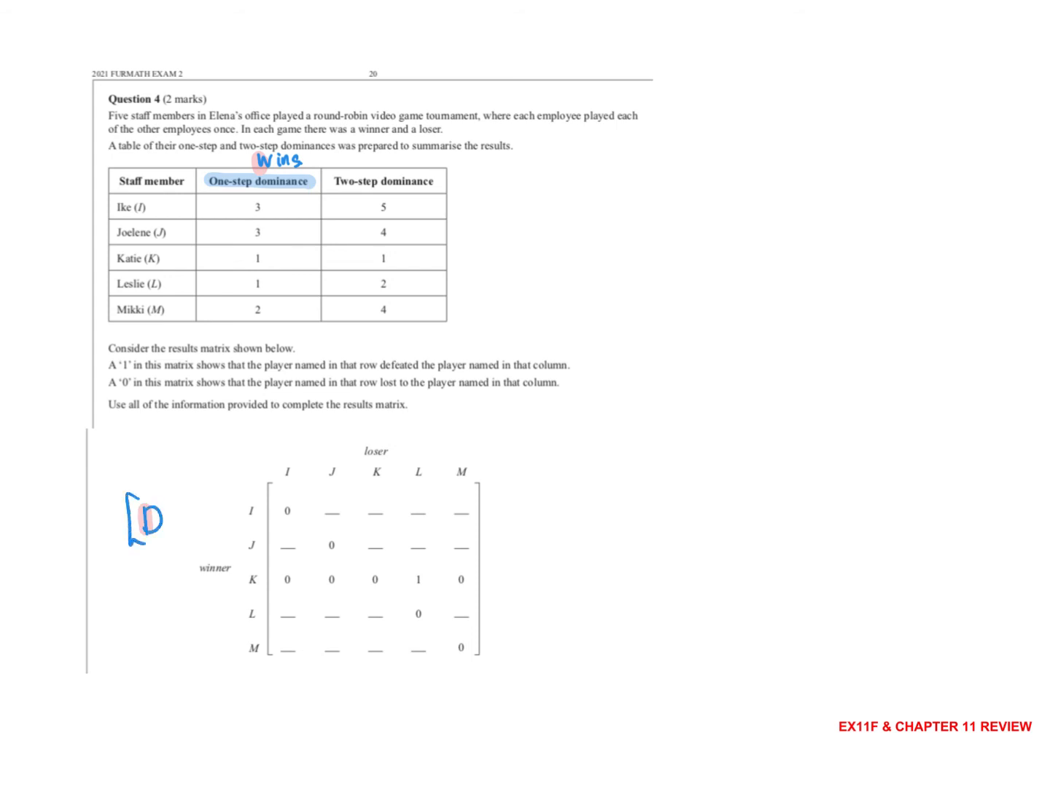Okay, so we have to go and use that information to find the original one. So if you have a look here, we've already got zeros all down the leading diagonal, so we could have worked that out because no one plays themselves, so that should always be 0. So we can see here too that they've given us one game. They said K beat L. So K beat L there.